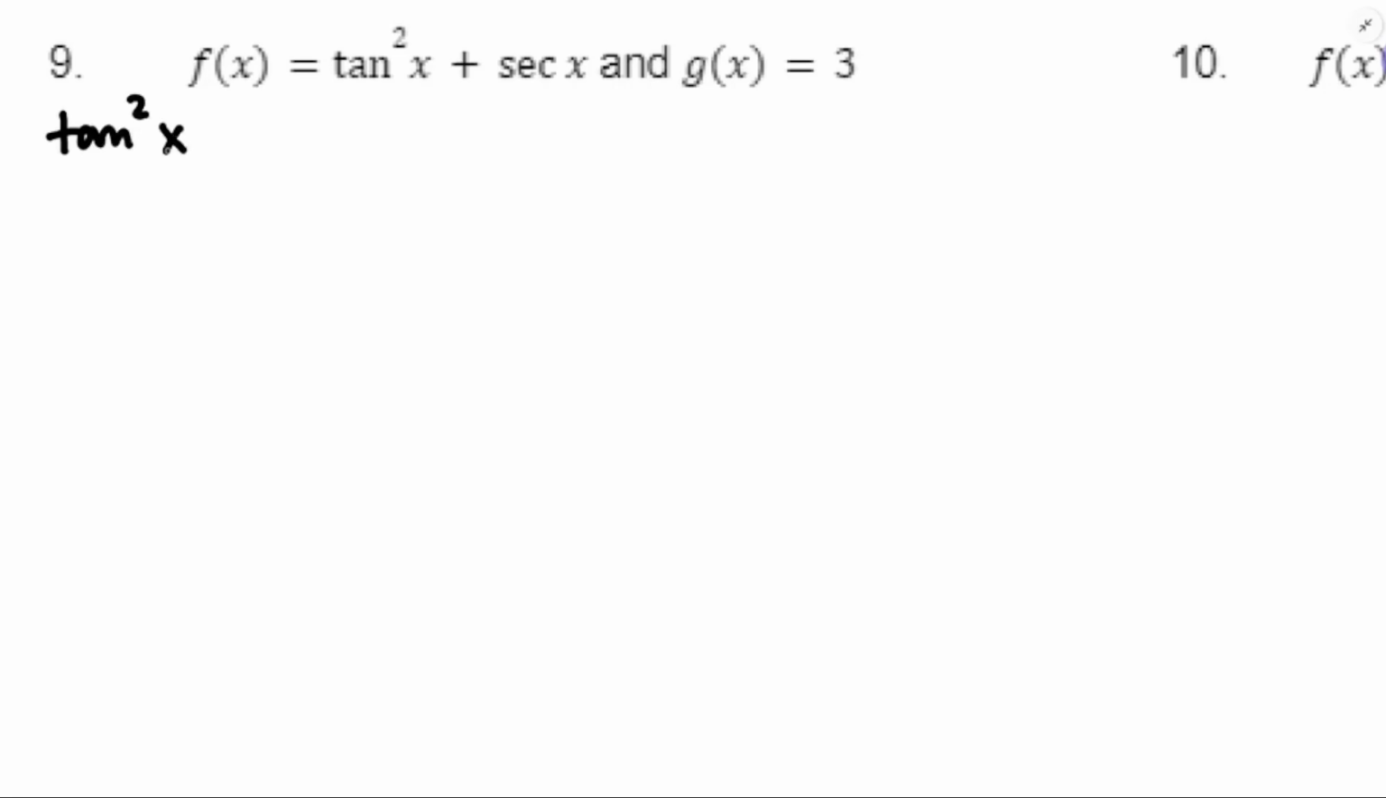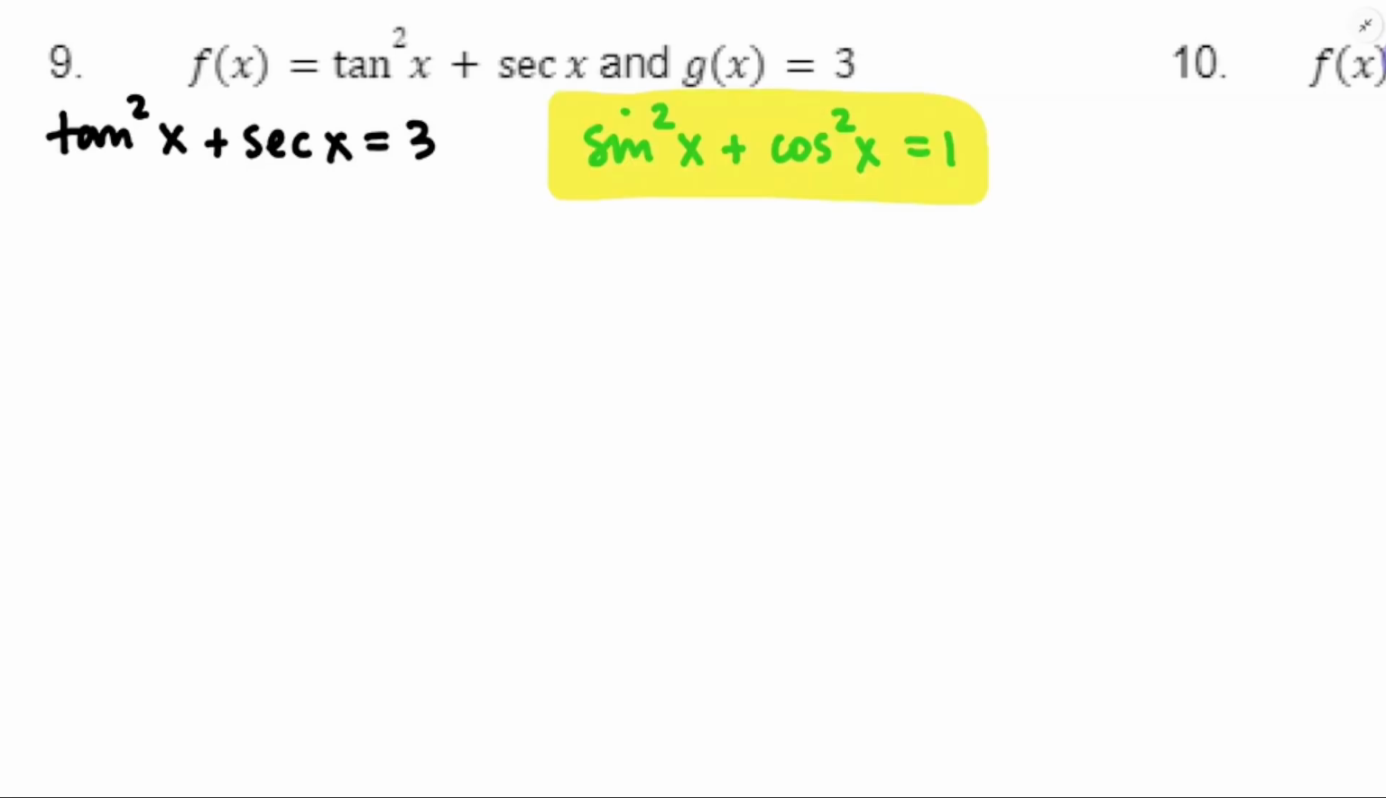Tangent squared x plus secant x equals 3. But then I'm going to write down the formula that we definitely know. And that's sine squared x plus cosine squared x equals 1. And so if I need to get a tangent squared x in here, or really something that involves secant, what I'm going to need to do is divide both sides of this equation by cosine squared x, right? Because the sine squared x over cosine squared x, that'll give me a tangent squared, and the 1 over cosine squared x, that'll be related to secant.